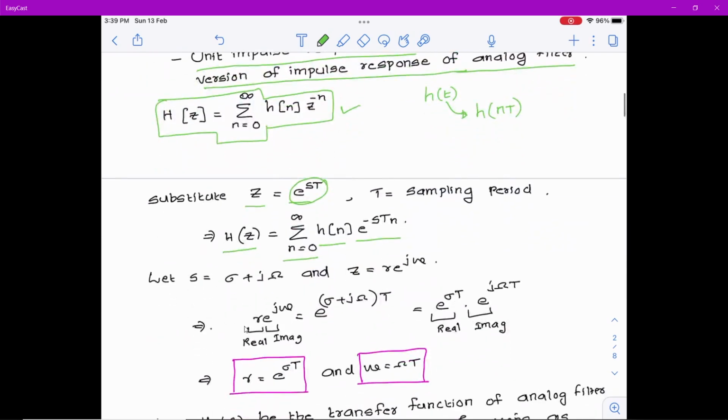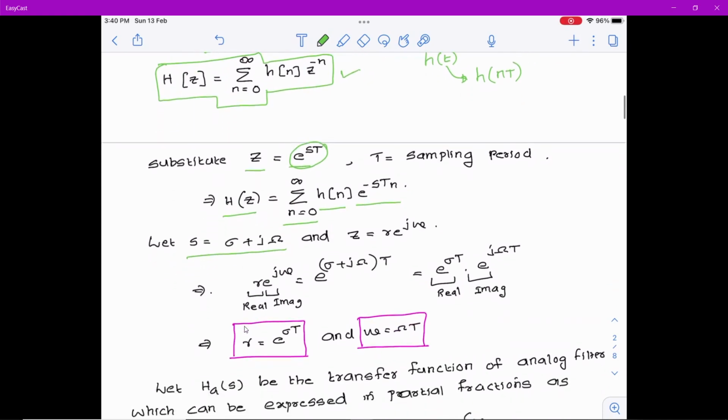Now s is actually for the analog domain. So the Laplace variable can be written as sigma plus j capital omega, where capital omega is the analog frequency. And z is actually r e raised to j omega, which represents a circle with radius r, a system of circles. Okay, so z is equal to r e raised to j omega.